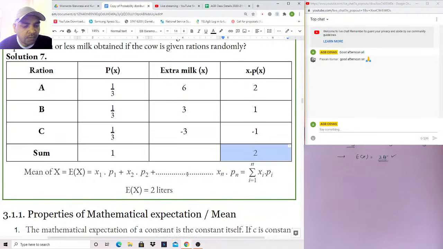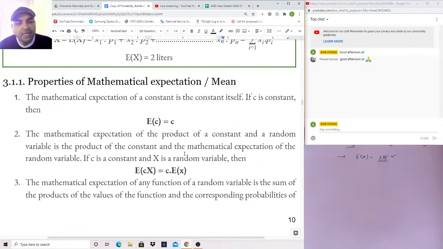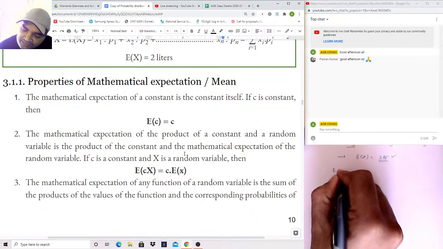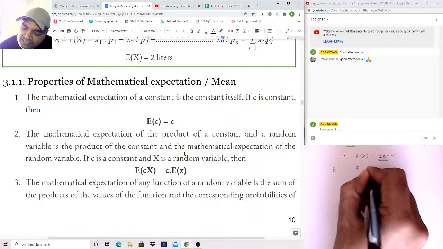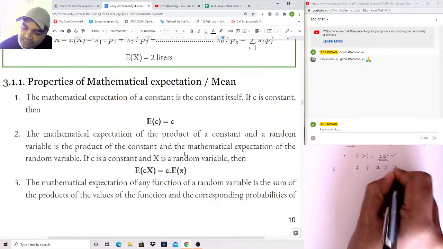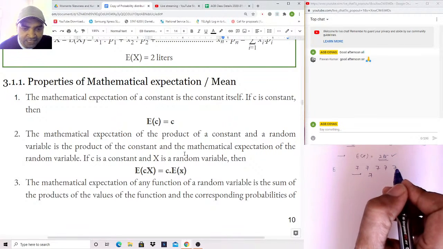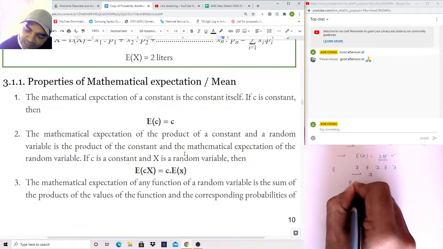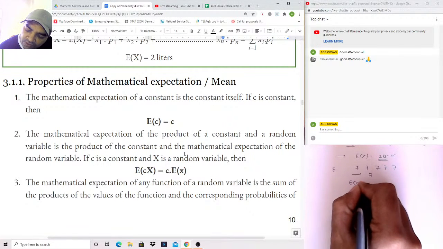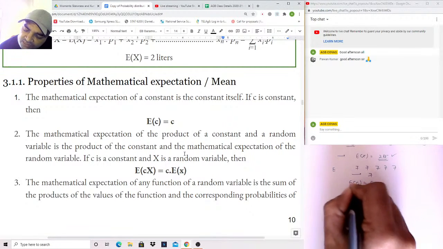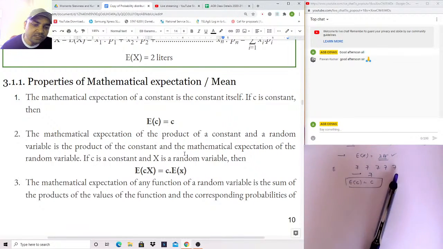Now we will be learning about the properties of mathematical expectation or mean. The mathematical expectation of a constant is the constant itself. That is, if we take the mean of a constant, say for example I have 7, 7, 7, 7, 7 like this, and you take the mean, it will come out to be 7, isn't it? So similar is the case here. The expectation of a constant is equal to the constant itself. This is the first property.